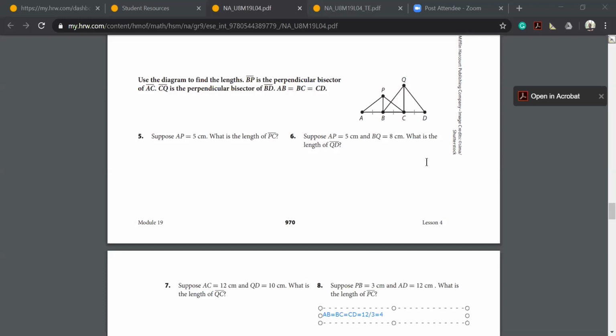So I know now that this is 4, and this is 4, and this is 4. And we can even just write in here: this is 4, this is 4, and this is 4. And BP is 3. This line in here is 3. What is the question? What is the length of PC? Can you see this triangle in here?